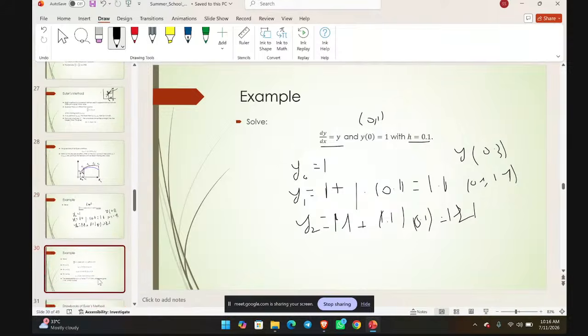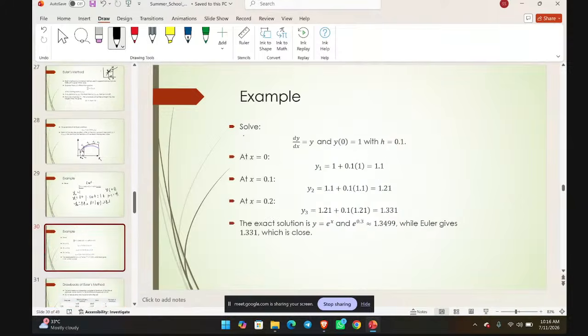So as you can see, at x equal to 0, we took one step and we reached the point (0.1, 1.1). After that, we took another step, again step size 0.1. We reached (0.2, 1.21). Again, we took another step, (0.3, and the point calculated is 1.331).